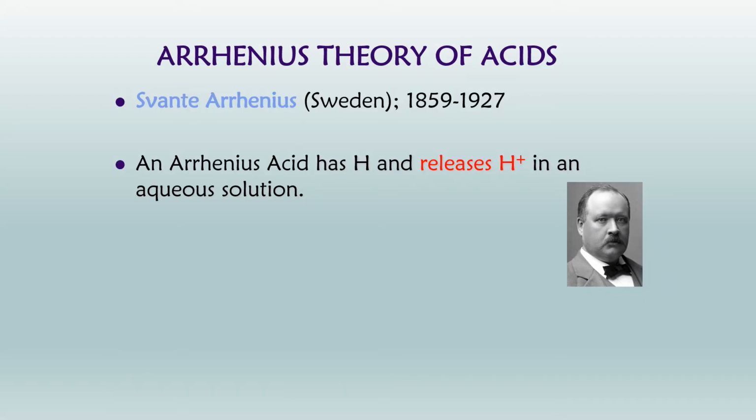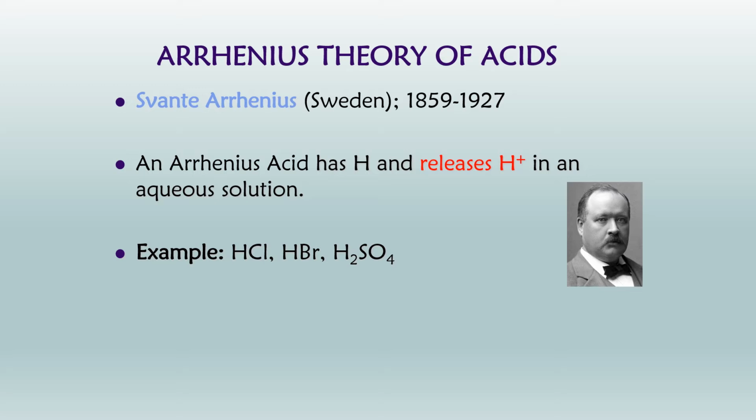Now let's jump right into the different theories for acids and bases. The first theory that we are looking at is by Arrhenius. It's called the Arrhenius theory of acids and bases. He said that acids always have a hydrogen, and when they are in an aqueous solution, they release that hydrogen, the H+ ion. And that is basically what tells us that this is an acid.